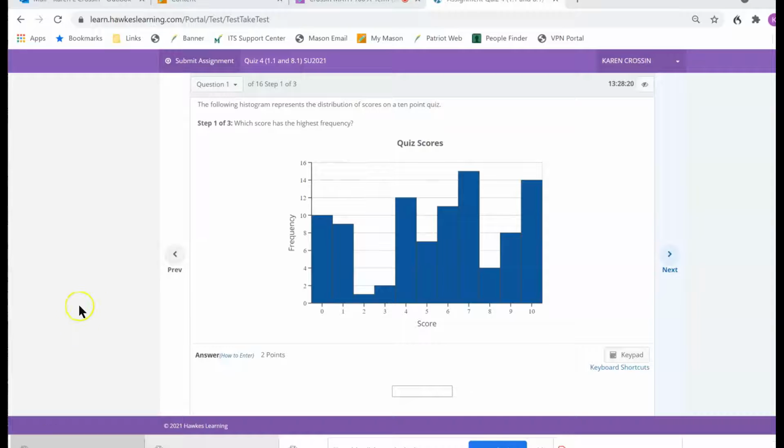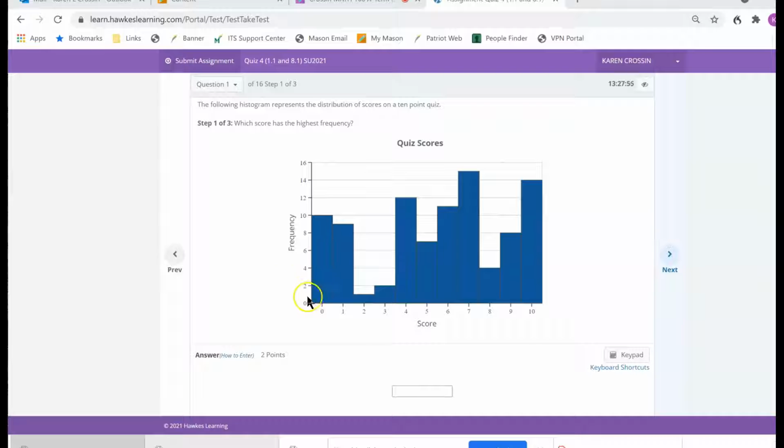All right, first problem on the quiz. It's a histogram and it represents the distribution of scores on a 10-point quiz. The first question is, what score has the highest frequency? Can either one of you define frequency for me? Isn't frequency the amount of times it shows up in the set? Yep. It's how frequently it showed up.